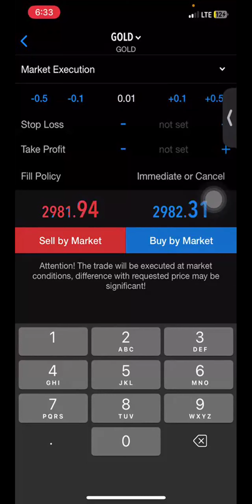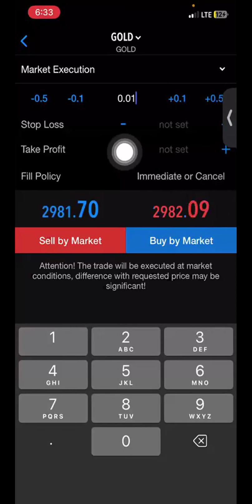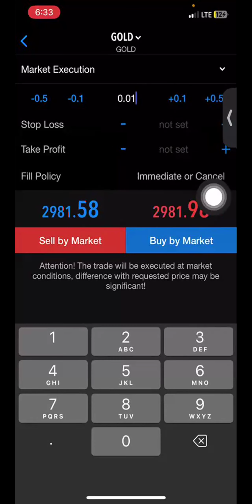But with gold, if you have an account less than $50, do not use anything more than 0.01. Always check your lot size before you enter a trade. Always check before you click buy or sell. Make sure you check here, because trust me, you can make a mistake. You can have 0.05 on, you will not know, and you just mistakenly click sell.